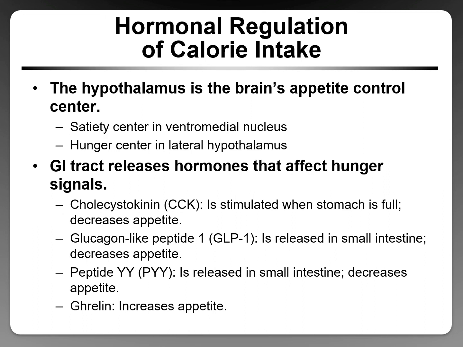Our final point of discussion will be hormonal regulation of calorie intake. The hypothalamus is our brain's appetite control center. The satiety center is going to be in the ventromedial nucleus, and our hunger center is going to be in the lateral hypothalamus. This means that our hypothalamus is going to control whether we're hungry or we're satiated, or full.